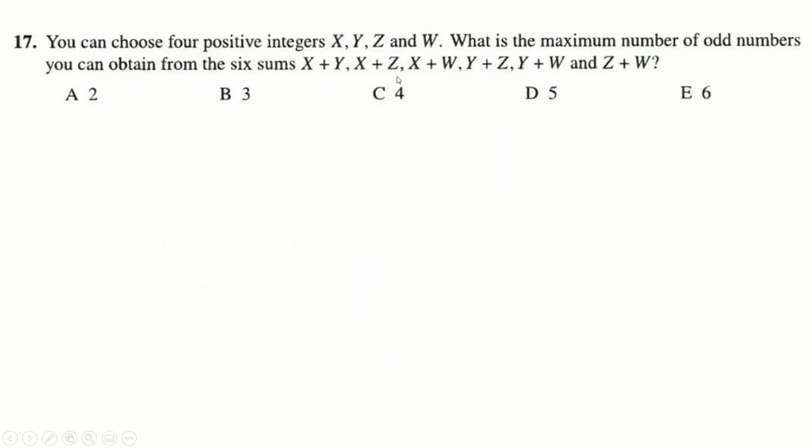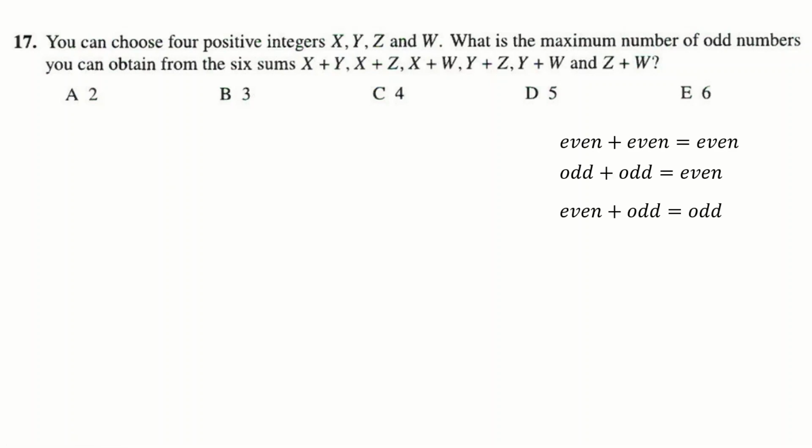17. So we just need to rely on a rule here, which is that evens plus evens are even, odds plus odds are even. The only way to make odds is even plus odd, or odd plus even, of course, that's the same thing. So, okay, let's just make a list of numbers. Let's pretend they're all even. Now, any sum of any pair here is, of course, going to be even. So you're going to get 0 odd numbers from this here.